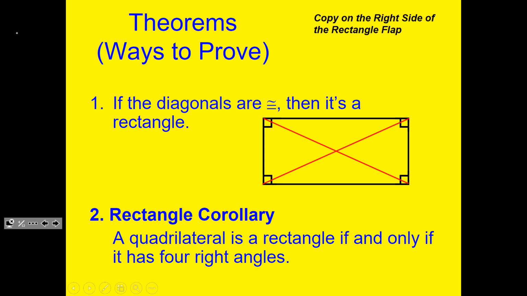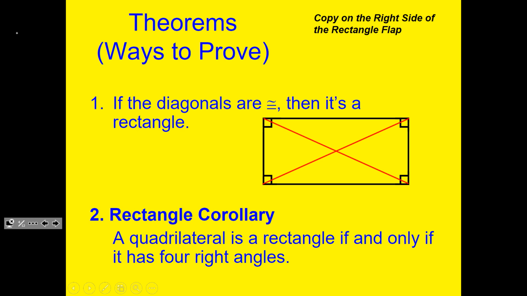Just kind of like when we did parallelograms, first we wrote our properties, now we're writing our theorems, or the ways that we can prove. Okay. So number 1 says if the diagonals are congruent, then it's a rectangle. If you can prove your diagonals are congruent, which, like Katie told us, if we do Pythagorean theorem, then we can prove that they are congruent in length.